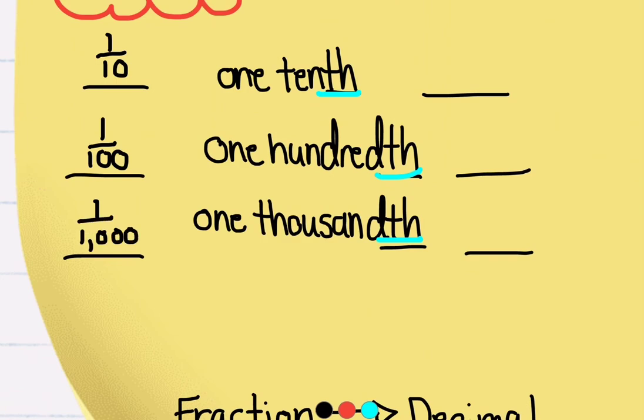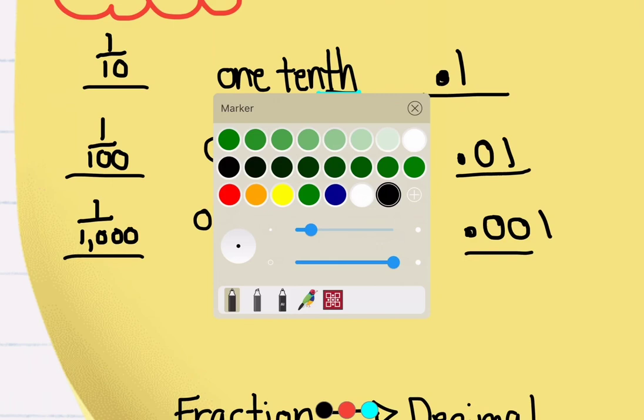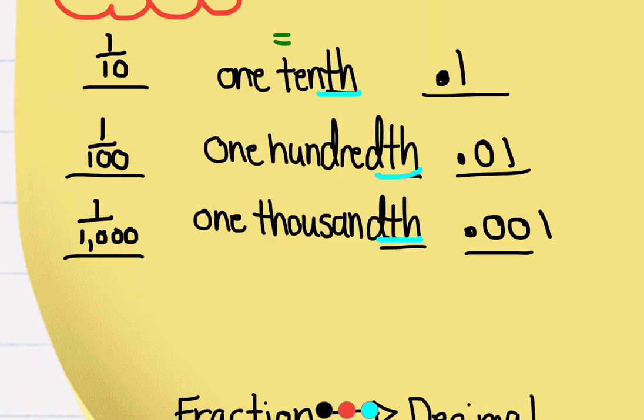And then as a decimal, it's 0.1 for 1/10, 0.01 for 1/100th, and 0.001. Now, both of these sets of numbers with your tenths, hundredths, and thousandths, whether you write them as a fraction or a decimal, they are equal. So 1 over 1,000 or 0.001, both are going to equal the same thing.